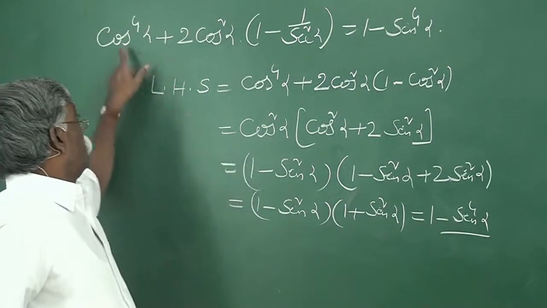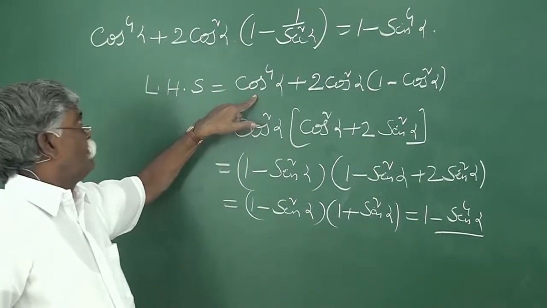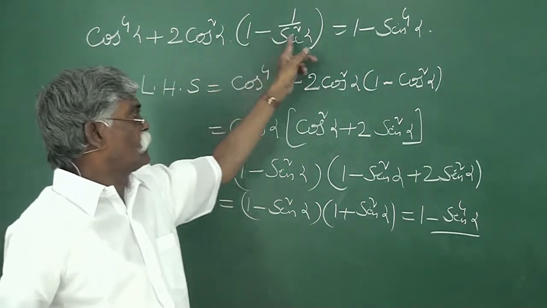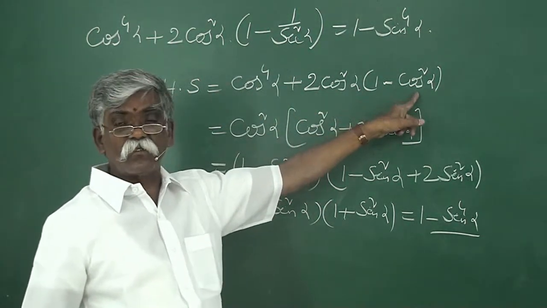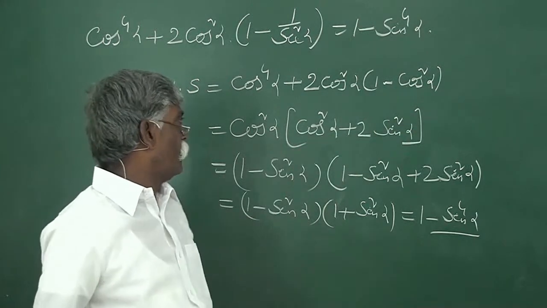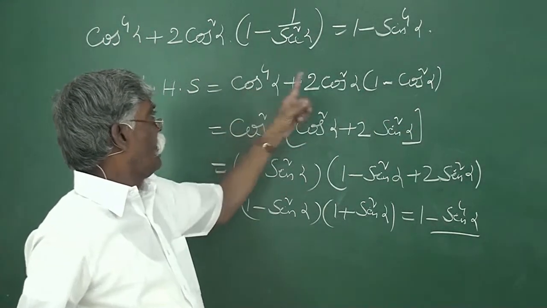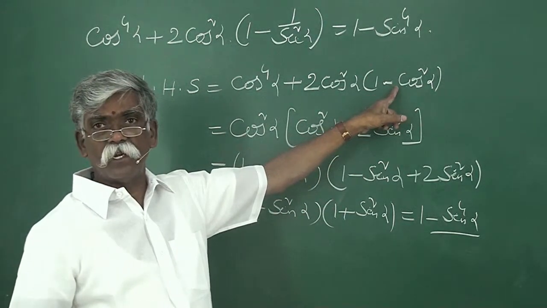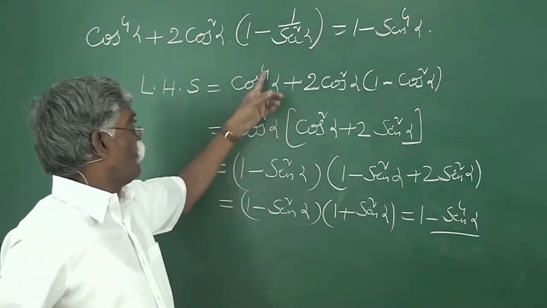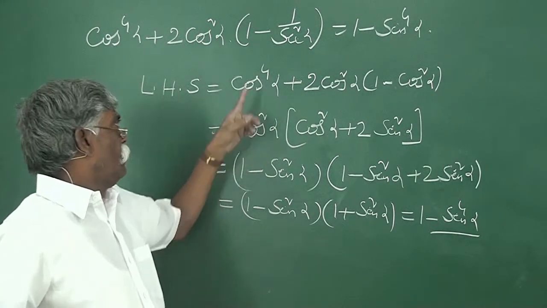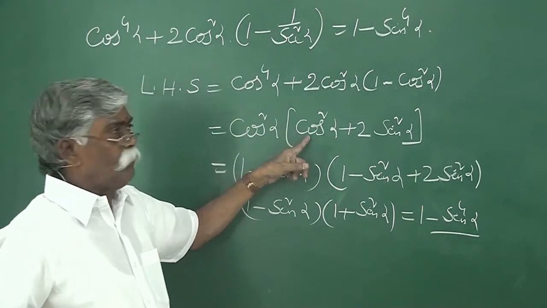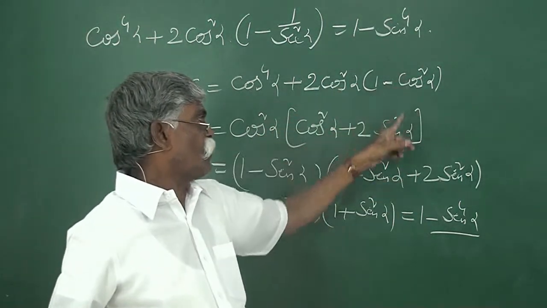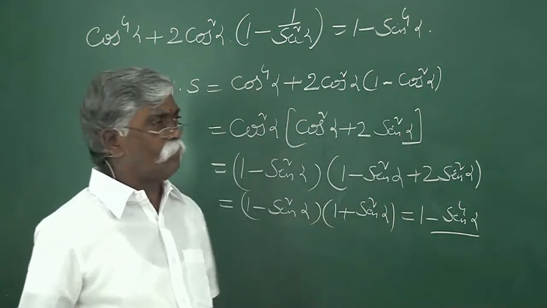So this is cos power 4 alpha. 2 cos square alpha into 1 minus 1 by secant square is written as cos square alpha. And here we will get cos square alpha common. And 1 minus cos square can be written as sine square. So first we have taken cos square alpha common. Here we are left with cos square alpha plus 2. This has gone out in common. 1 minus cos square alpha is sine square alpha.